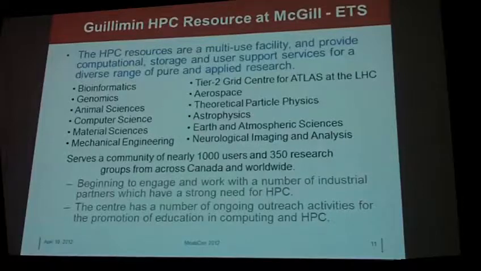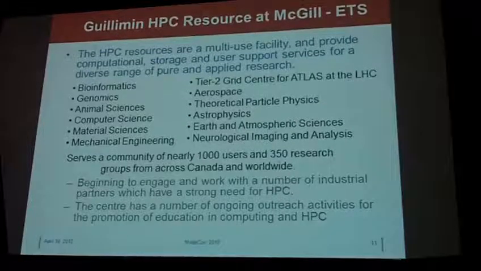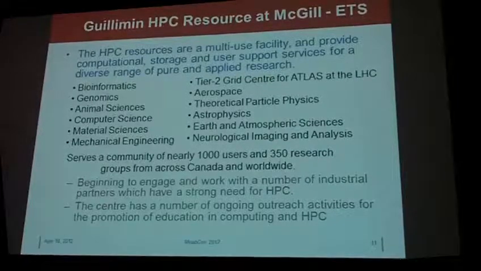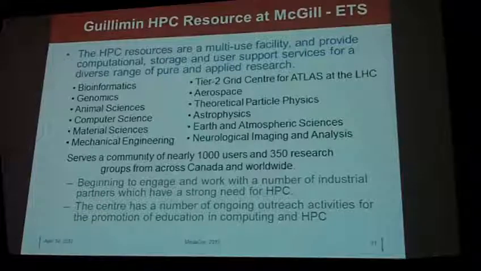Which may be obvious to some people more than others, we're not a national lab in the sense that we target very specific use cases. We have a very diverse set of clients and users using the system, ranging from bioinformatics, genomics, animal sciences, all the way up to the more fundamental sciences in terms of physics. We're also a Tier 2 computing center for the ATLAS experiment on the LHC at CERN in Geneva. We do all these types of things, including neurological imaging. Overall, as a facility, we serve about 1,000 users from about 350 different research groups within the envelope of Compute Canada, and we organize those users and keep track of their usage.